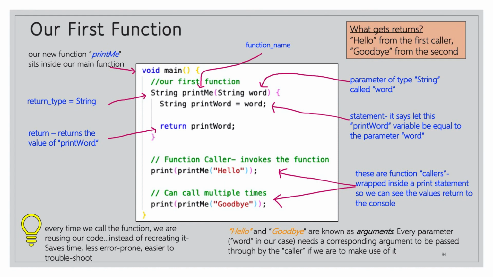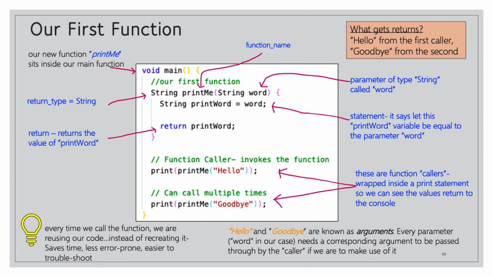So look at how we print this out. We have printMe, which of course is the name that we've chosen to give to our function. And then in quotes, it has to be quotes because we know it's expecting a string type, we have hello. And then we have our second caller to emphasize this all the way around. And we have printMe goodbye. So printMe hello, printMe goodbye. What gets printed is hello from the first caller and goodbye from the second caller. What do you think would happen if we didn't wrap this in a print function, the user-defined print function?